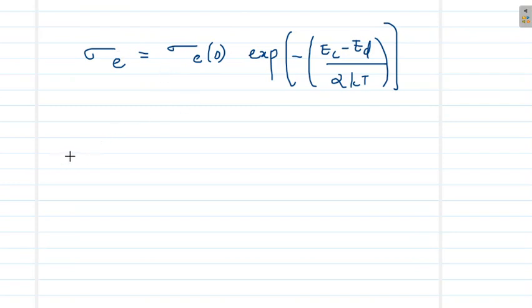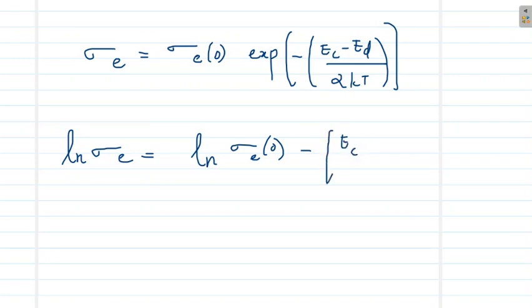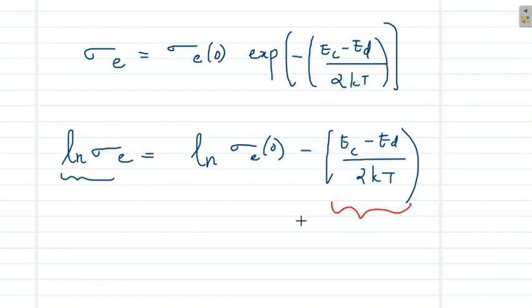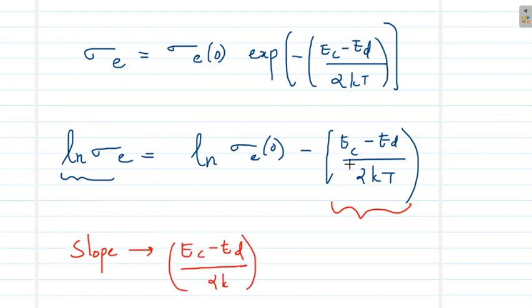So as you can see, if you take the logarithm, log sigma is log sigma zero minus (EC minus ED) by 2KT. So if you plot a graph with log sigma along the y-axis and 1 by T along the x-axis, it will have a slope of (EC minus ED) by 2K. So it will have a negative slope, that means it will slope downwards. So let us plot that graph.